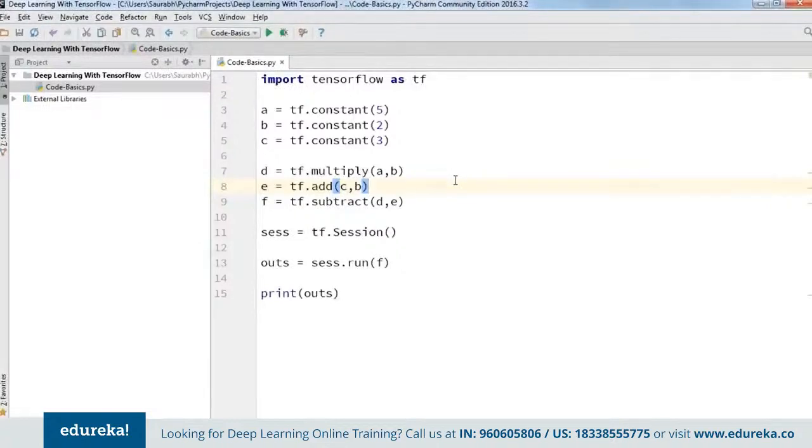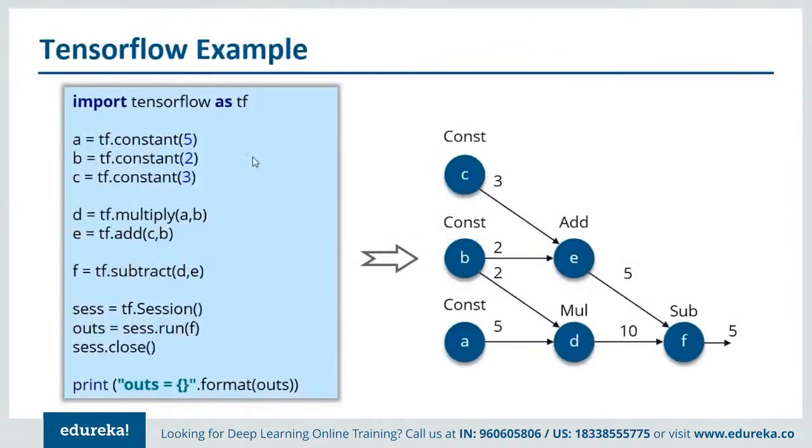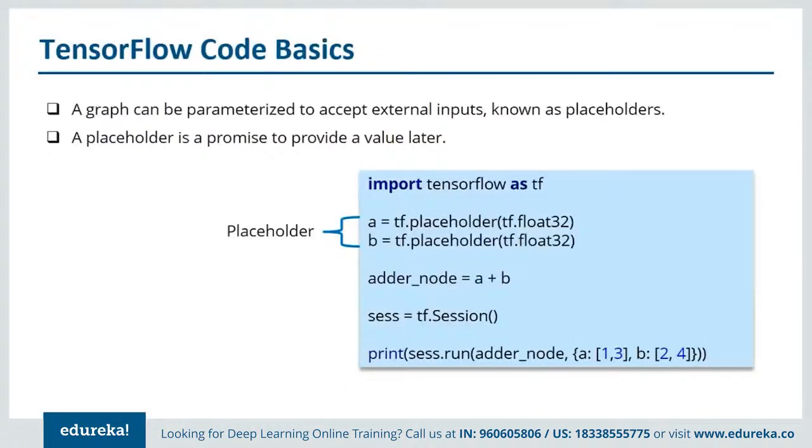First, I'll open my slides. Since these are all constant nodes, we cannot perform any change. Once we have provided a value, it will remain constant. So basically, a graph can be parameterized to accept external inputs as well. And what are these? These are nothing but your placeholders. A placeholder is basically a promise to provide values later. So there's an example in front of your screen.